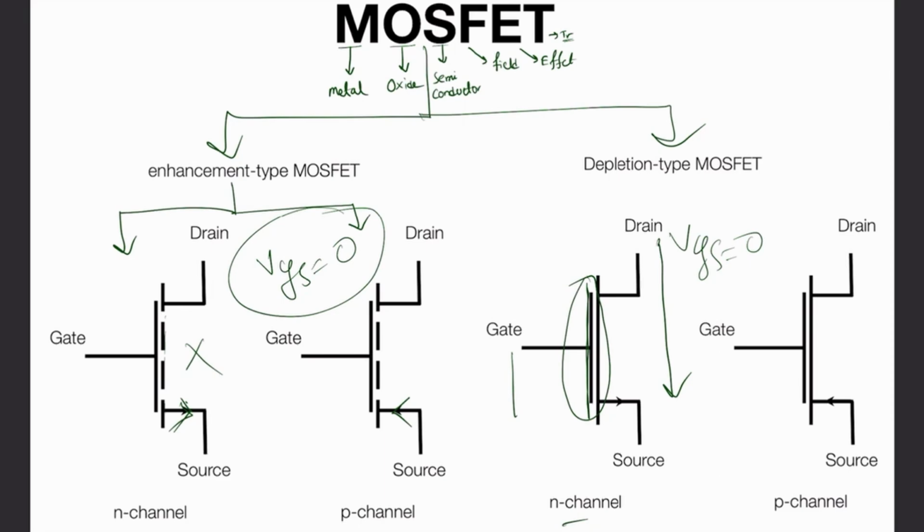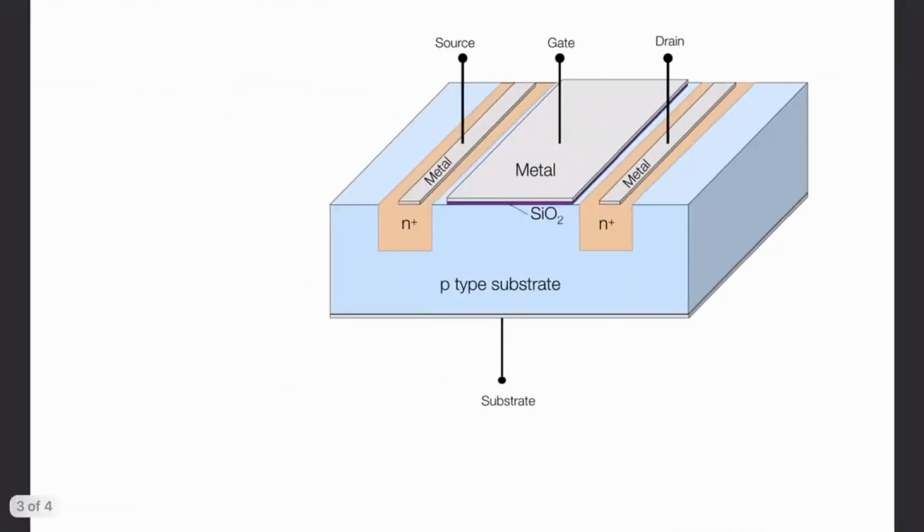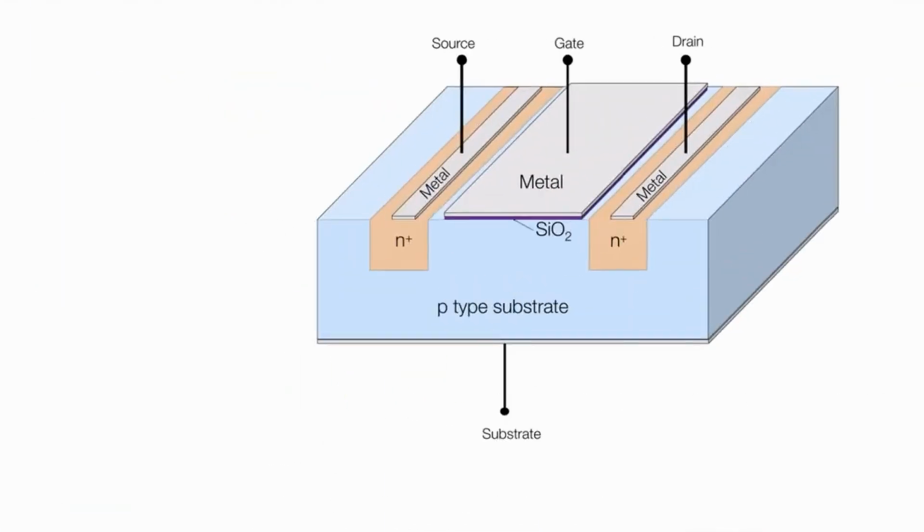Now we will go through the device structure and the working principle. So let's go to the device structure. You can see the image. This is an N-channel enhancement type MOSFET. Why is it N-channel? I will explain later. For the N-channel enhancement type MOSFET, the first part is the substrate, and the substrate is made of a P-type semiconductor.